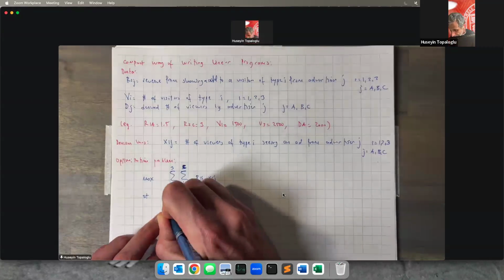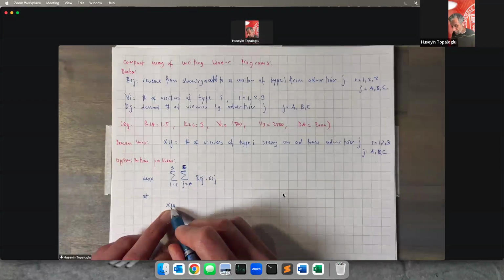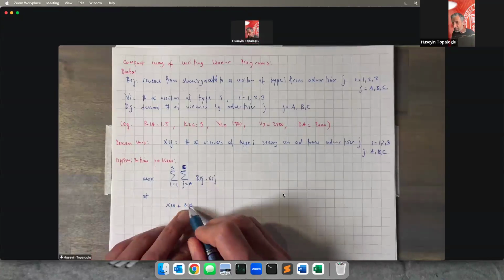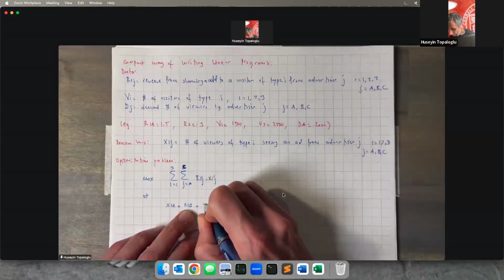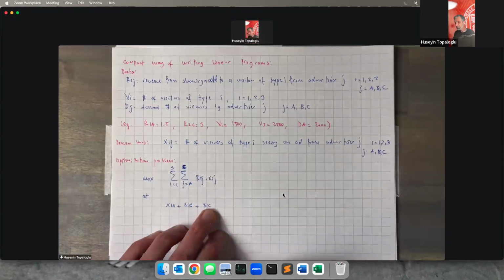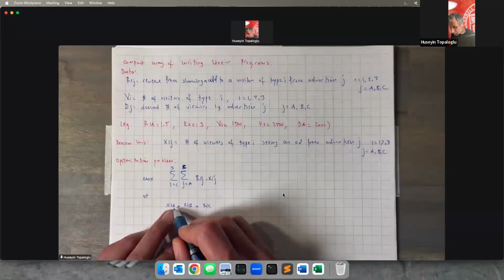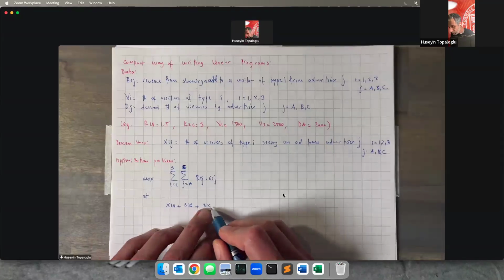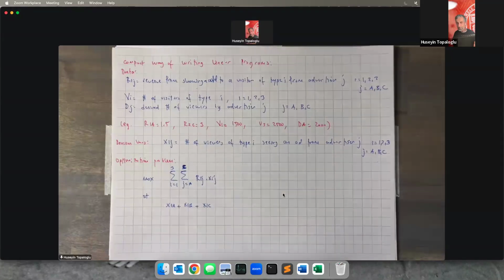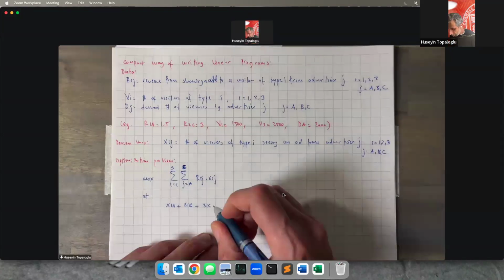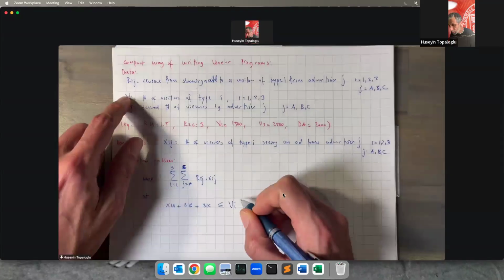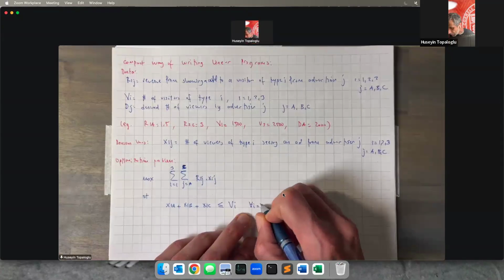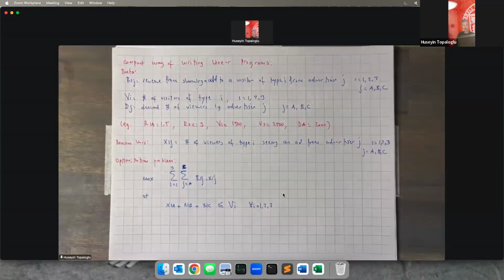Okay. So then Xia is visitors of type i seeing an ad from advertiser A, Xib is the visitors of type i seeing an ad from advertiser B, and Xic is the visitors of type i seeing an ad from advertiser C. So this sum is the visitors of type i seeing an ad from any of the advertisers. That should be no larger than the data, the number of visitors of type i, Vi. And we have one of these constraints for every visitor type i that is ranging over 1, 2, 3.